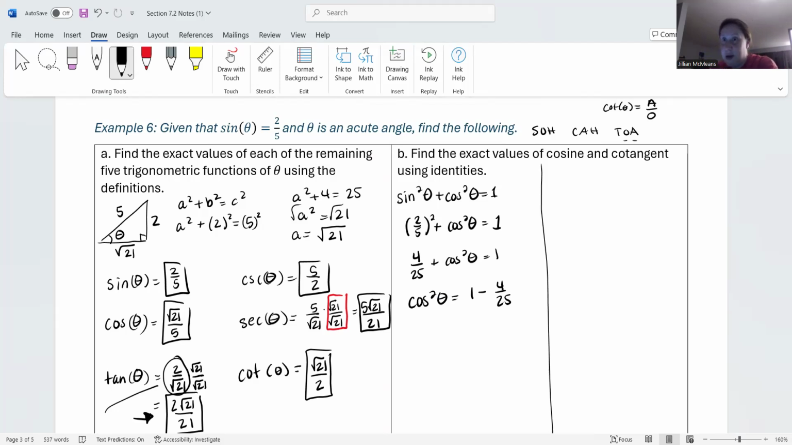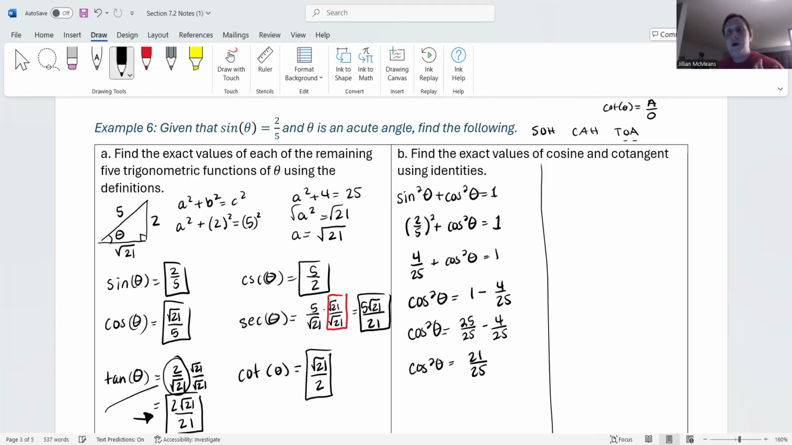Okay, so let's think about this. We need to understand basic stuff with fractions. When you're subtracting numbers involving fractions, you need a common denominator. So is there a way that I could write 1 with a common denominator so I can subtract? Well, yes, there is. I could write 1 as 25 over 25. Then when I subtract 4/25, I have a common denominator, and this is really easy to solve. So I get cosine squared theta equals 21 over 25.